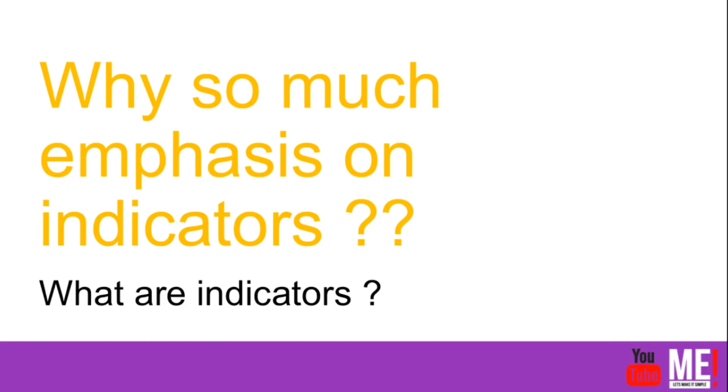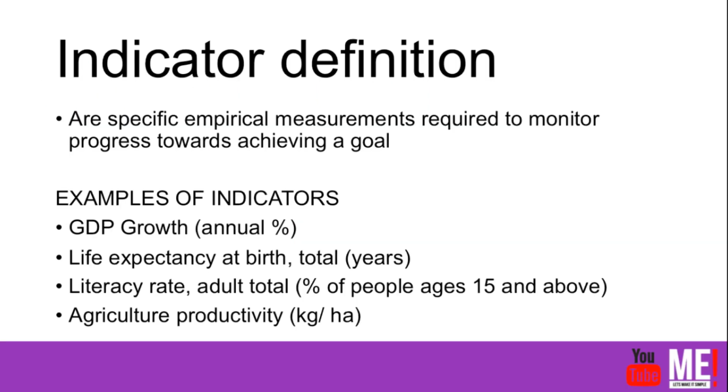And the first question we should be asking ourselves, what are indicators? Well, by definition, indicators are specific empirical measurements required to monitor progress towards achieving a goal. That's what indicators are. These are definitions you find all over the internet and in so many books, but I can also define this myself. Indicators are a means to measure change. Okay, when you have an indicator, you're able to gauge whether you're actually moving towards your set results or not.